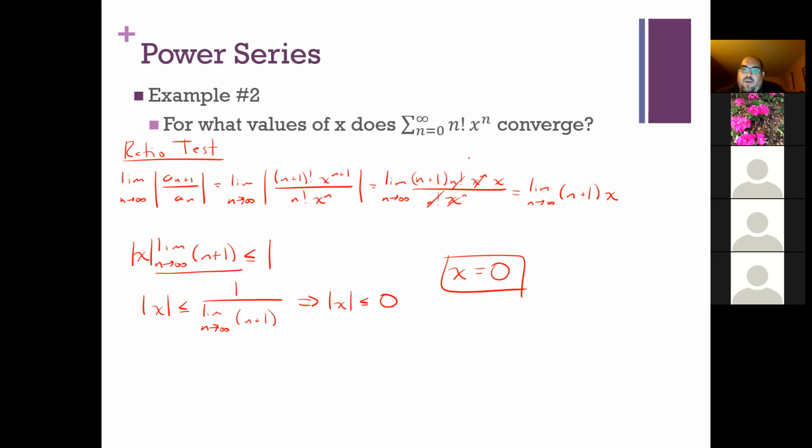So let me ask you, is this surprising at all? Based on the way this thing is defined, does it make sense that it only converges if x is equal to 0? Let's take a look at the first few terms here. When n is equal to 0, 0 factorial is 1.